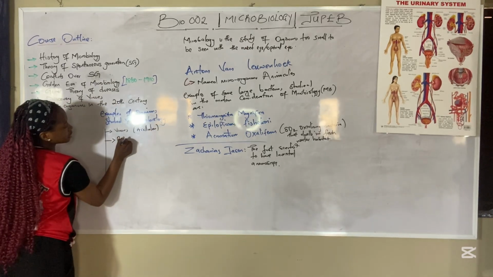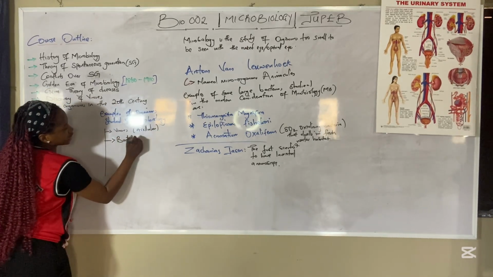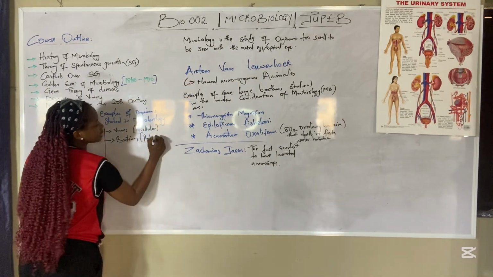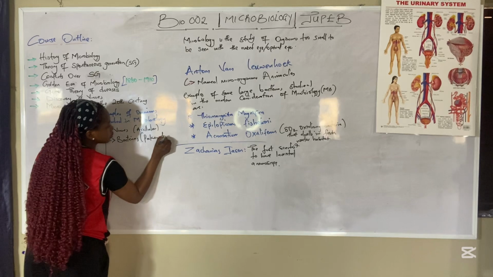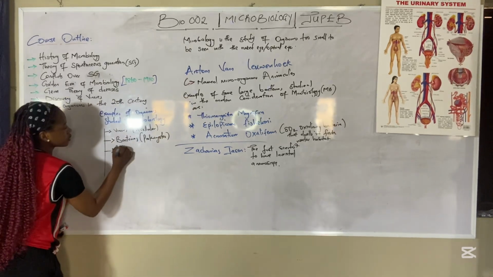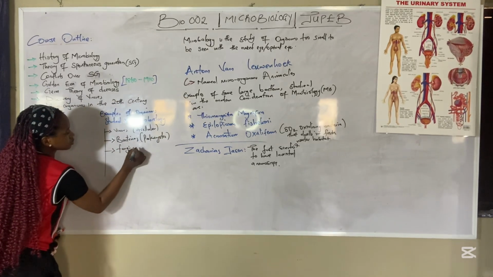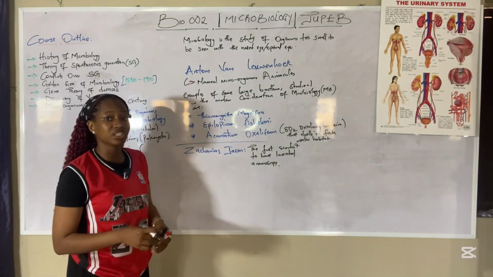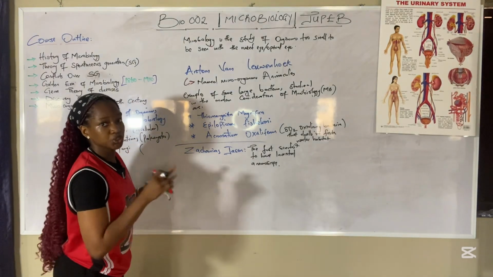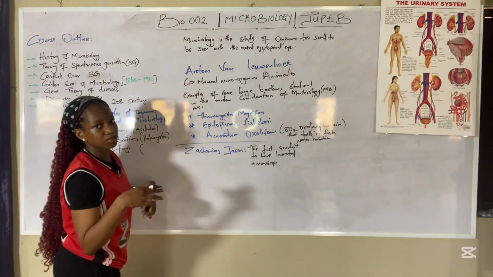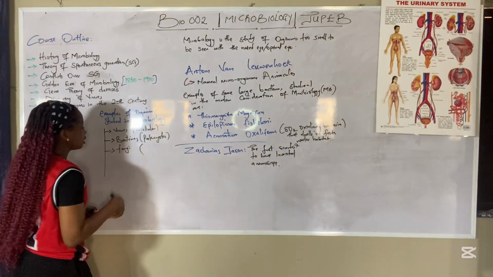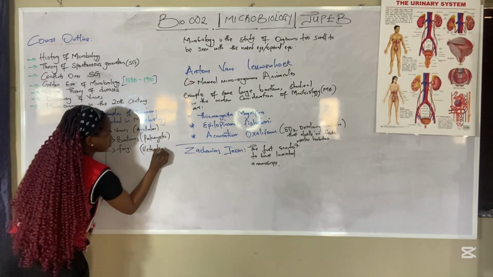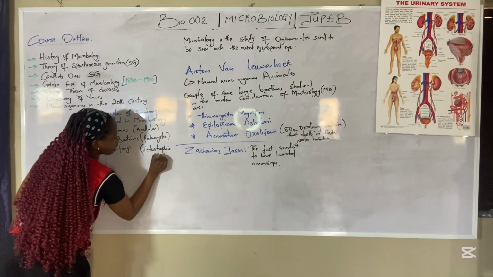We study bacteria, which are the prokaryotes. We study fungi, which are the heterotrophic eukaryotes. They can be unicellular and multicellular. But mind you, the only unicellular fungi we have is the yeast. You can see the likes of Aspergillus niger, Aspergillus species. So we have fungi, the heterotrophic eukaryotes.